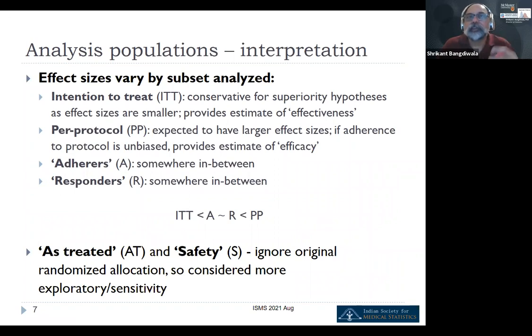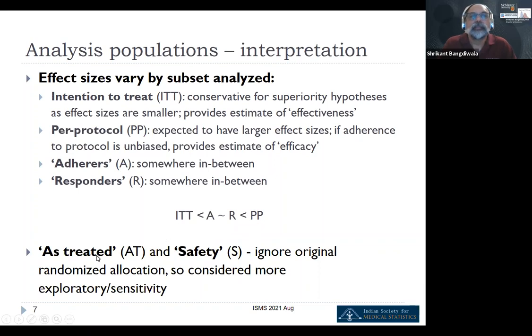And this is because you're providing estimates of effectiveness. A per protocol is expected to have larger effect sizes, and you're really looking at efficacy, right? It's people that adhere to the protocol and you get the ideal situation. So we call that the efficacy evaluation. So people tend to do both of these. And then some people will do these adherers and responders. Remember, they're a little bit more subjectively defined. And the effect sizes then are going to be the smallest for the ITT, largest for the per protocol, and somewhere in between for these adherers and responders.